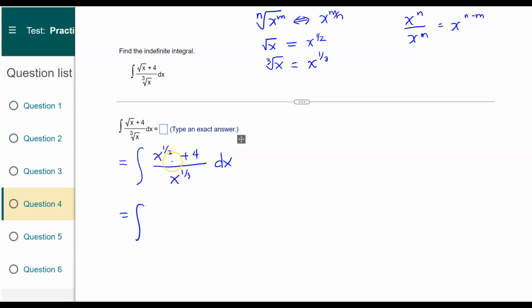So that means you can divide each term in the numerator by x to the 1/3. So you will have x to the 1/2 over x to the 1/3, and then here, you have 4 over x to the 1/3 dx. Then you apply the laws of exponents. You will have x to the 1/2 minus 1/3. Now 1/2 minus 1/3 is just equal to 1/6.